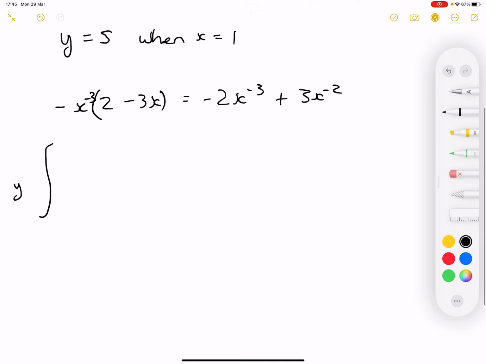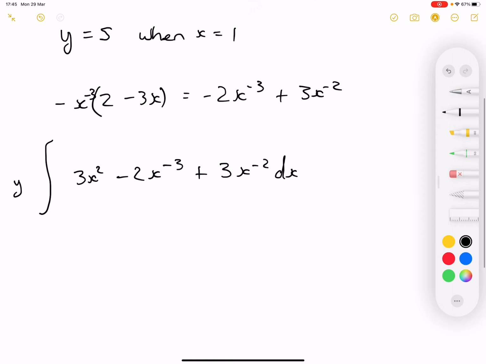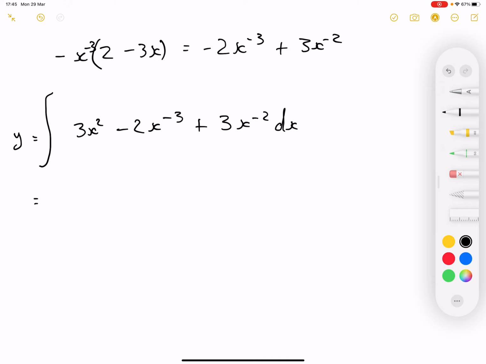Writing this as our integral, y is equal to the integral of 3x squared minus 2x to the minus 3 plus 3x to the minus 2 dx, which is equal to, I'm not going to write the integral sign, 3x cubed, we add 1 to the power and divide by that power, divided by 3 removes that 3, minus 2x to the minus 2, because we've added 1, divide by minus 2, that just gives plus x to the minus 2, plus 3x to the minus 1 divided by minus 1, change this plus sign to a minus, plus your constant of integration. Don't forget your constant of integration, people. If you forget that, your teacher will likely drop you 1 mark, and it will be a frustration that will haunt you the rest of your life.